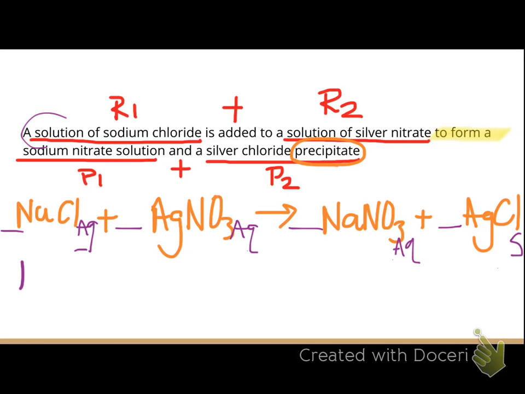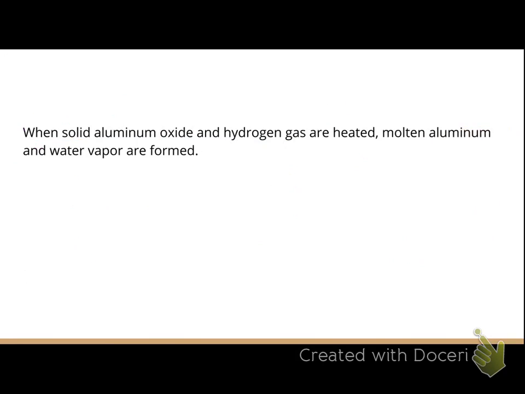Sodium, we have 1. Chlorine, we have 1. Silver, there's 1. 1 nitrate, 1 nitrate. Okay, so already balanced there. All right, let's look at this one.